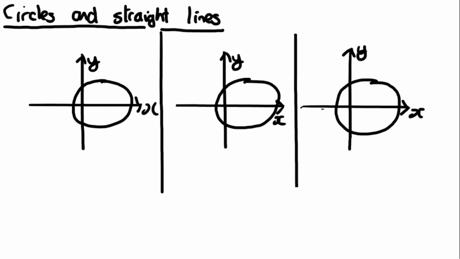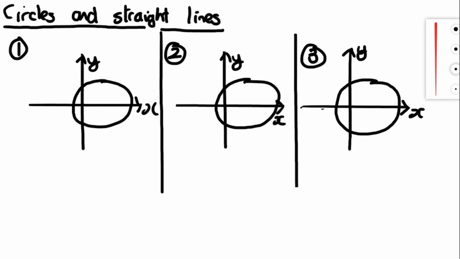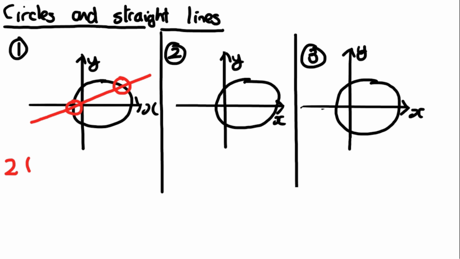So this video is on circles and intersecting straight lines. If a circle and a straight line exist on the same axes, there can be three possibilities for what can occur. The first possibility is that the straight line passes through the circle like this, and it touches the circle twice as it goes through the circle, so therefore there are 2 points of intersection.